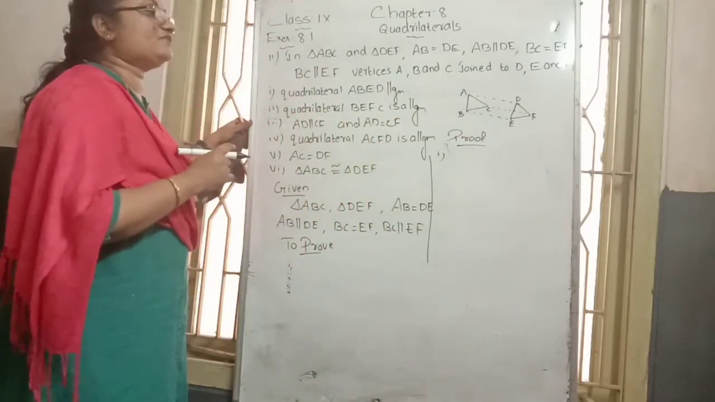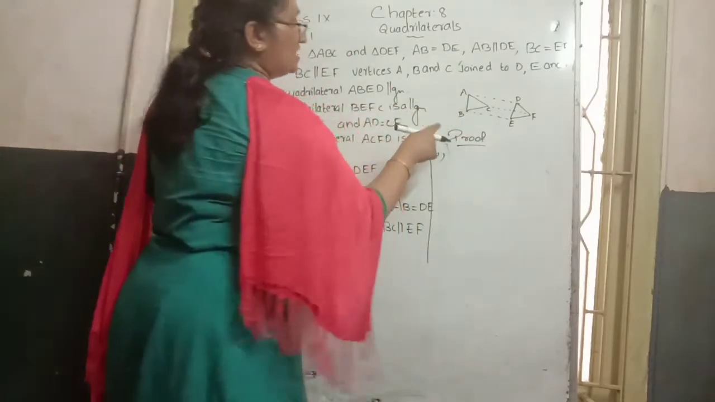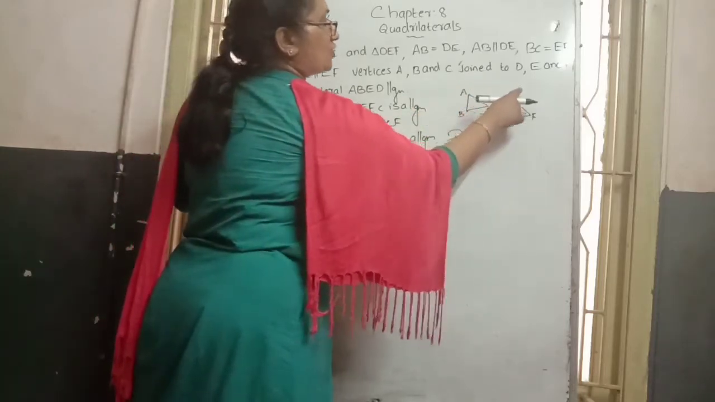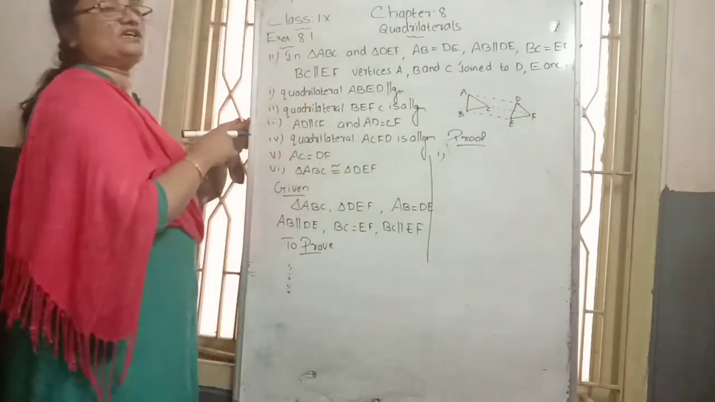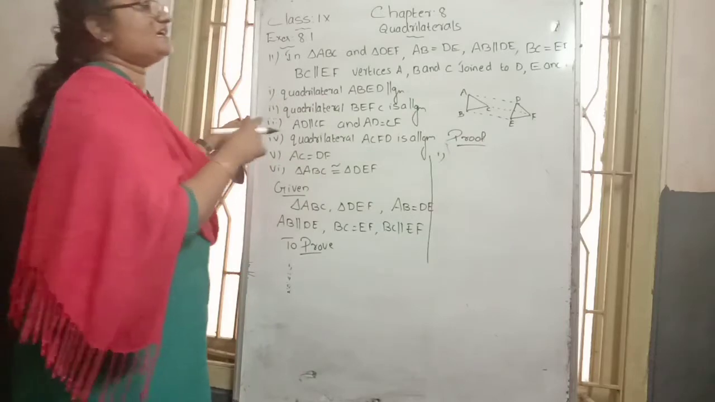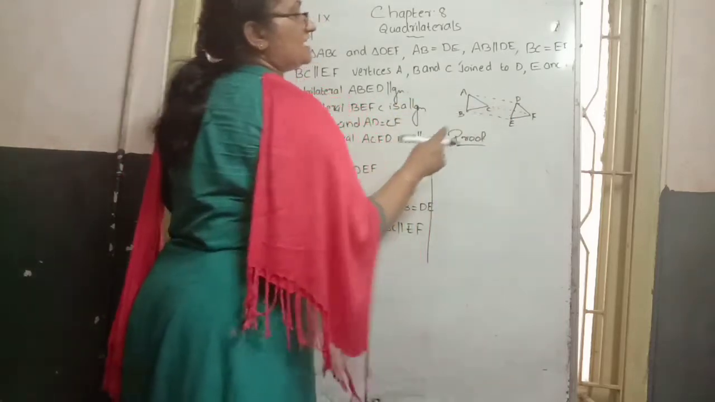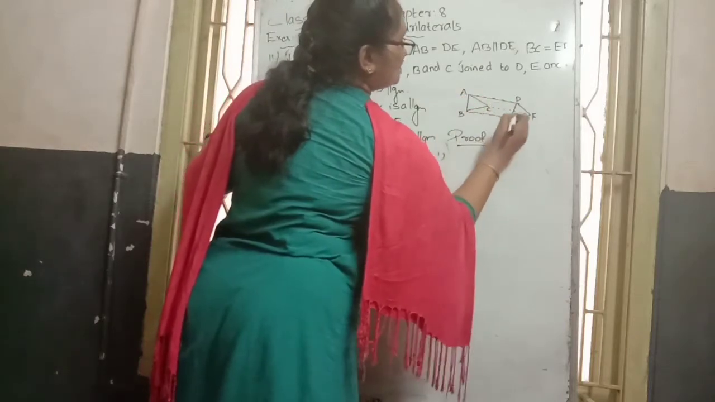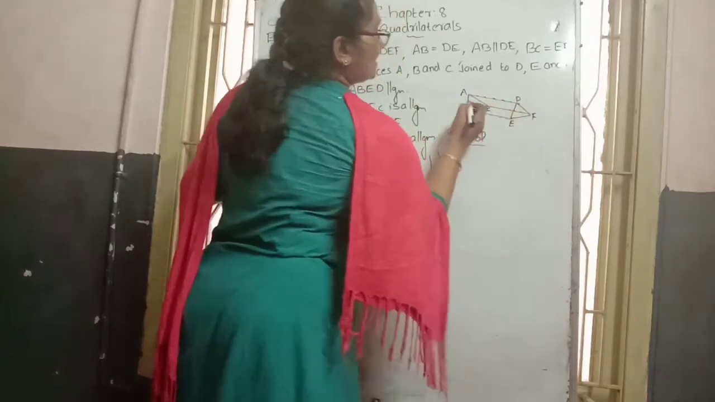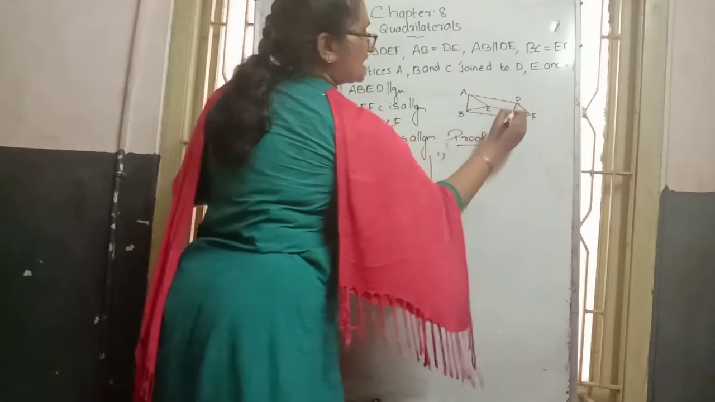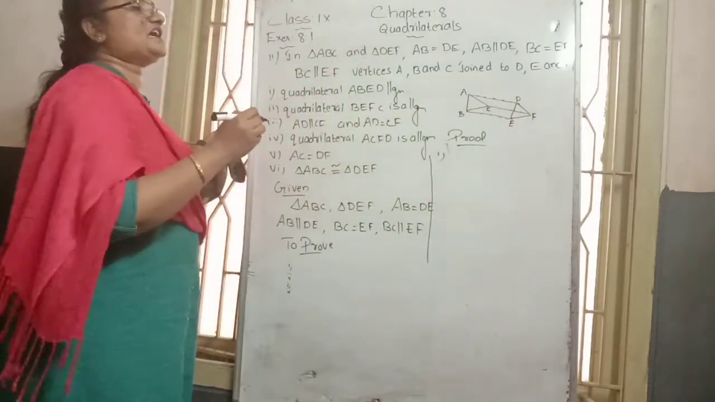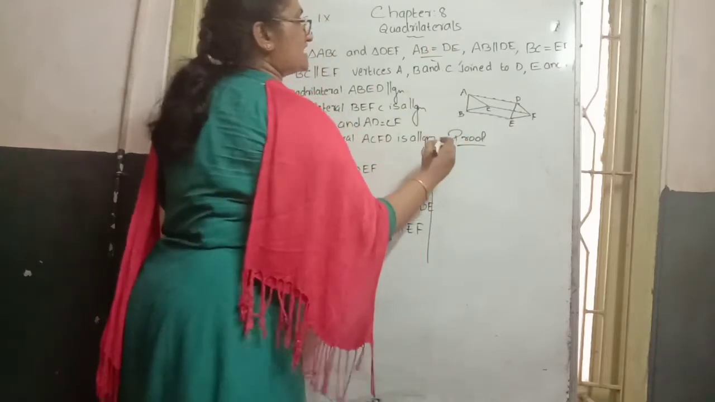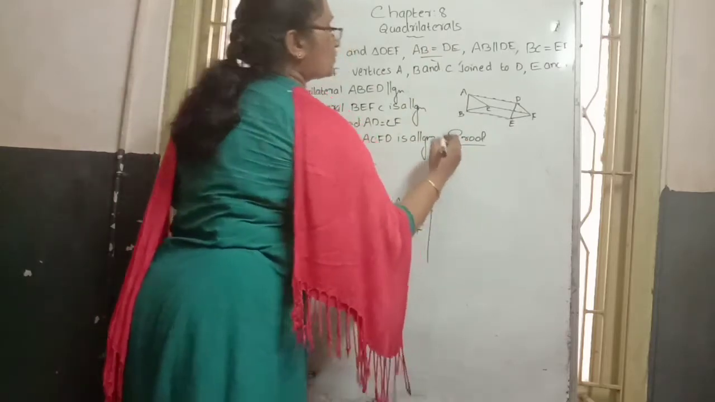How to prove that one? Already they have given that AB side is equal to DE side, and AB and DE are parallel sides. Joining them, a parallelogram will come. That's why, you see, it is a parallelogram. AB is parallel to DE and they are equal. It is given in the question. So how to prove that one?